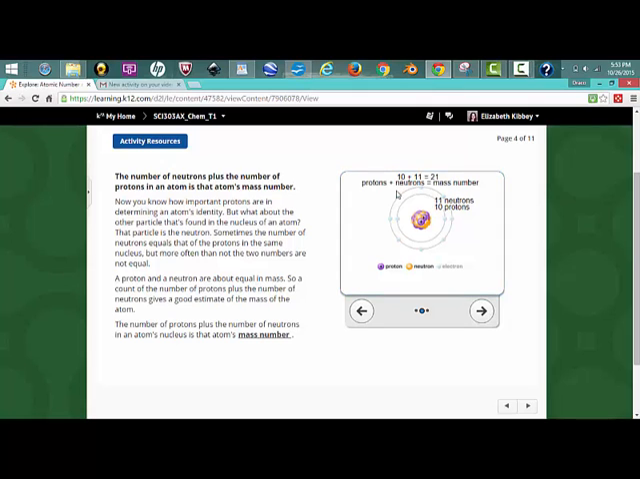10 plus 11 equals 21. Protons plus neutrons equals mass number. 11 neutrons, 10 protons. And 10 plus 12 equals 22. Protons plus neutrons equals mass number. 12 neutrons, 10 protons.